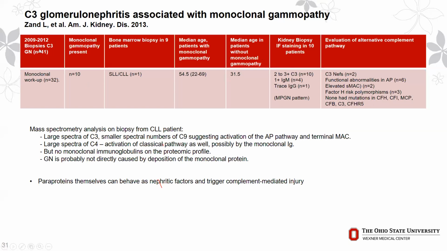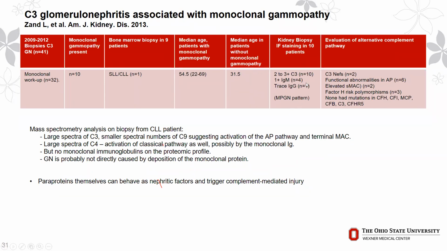So these were basically C3 dominant GN biopsies. They found monoclonal gammopathy in 10 patients. One patient actually had CLL. The median age of patients who did have an accompanying monoclonal gammopathy was 54, very similar to our PGNMID cases. And the patients that did not have monoclonal gammopathy tended to be younger.